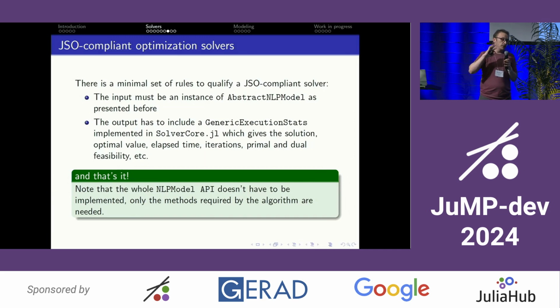Perfect, so that's for the modeling part, what the solver is assuming from the problem. And then what we call the JSO-compliant solvers is just two rules. We assume that the input must be an instance of an abstract NLPModel, and the output is a generic execution stats that will just contain basic things that you would expect the solver to return, okay? And that's it.